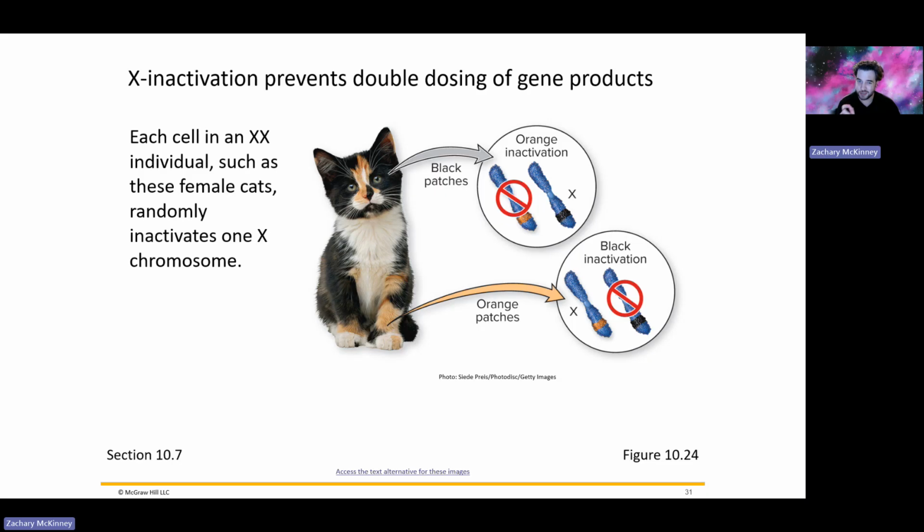I will say there is truly one example. It is possible to be XXY. That's a genetic condition where you have two X's and a Y. So you're male technically, but because you have two X's, you could have this X inactivation pattern. It's very, very rare to see.